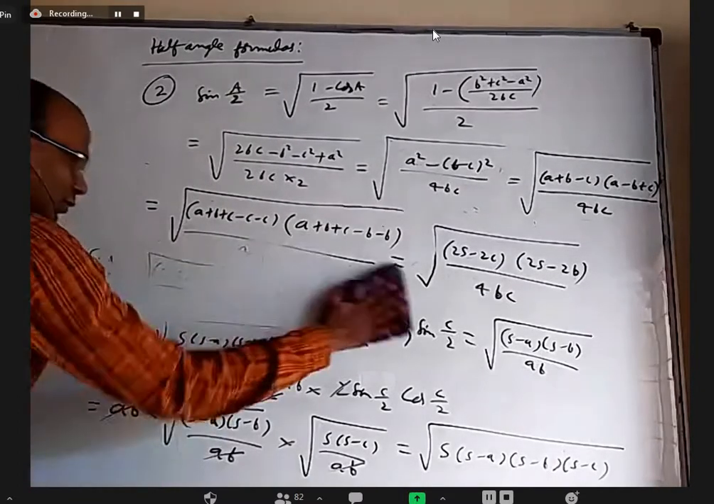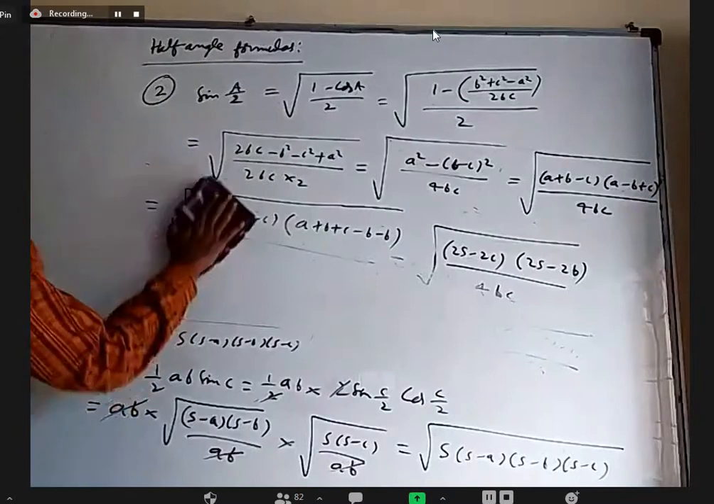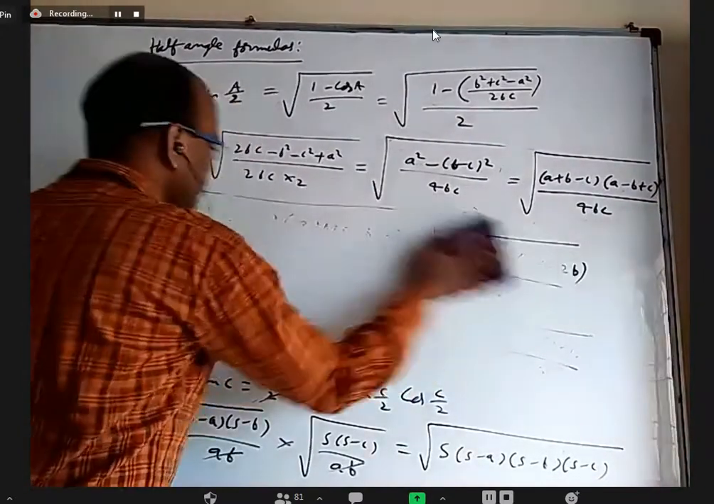Okay, so we're done with sin A by 2 and cos A by 2. Based on that, we are able to derive this formula. Now let us take tan A by 2.